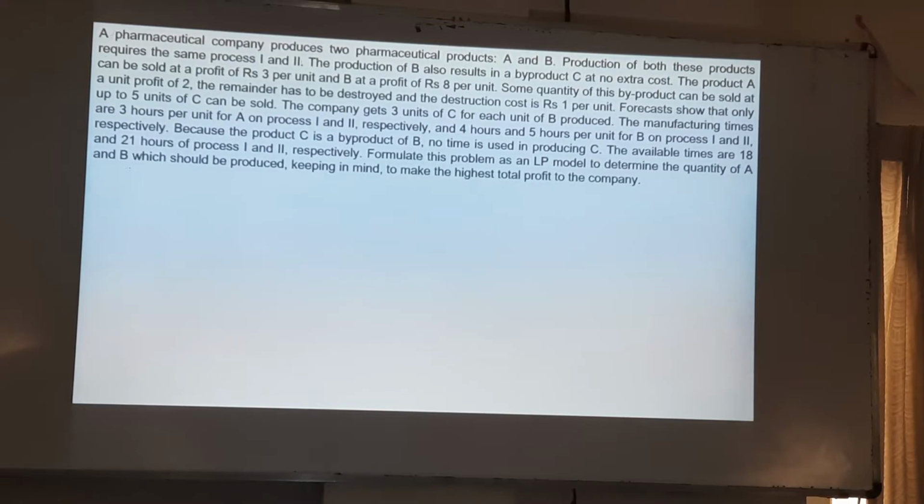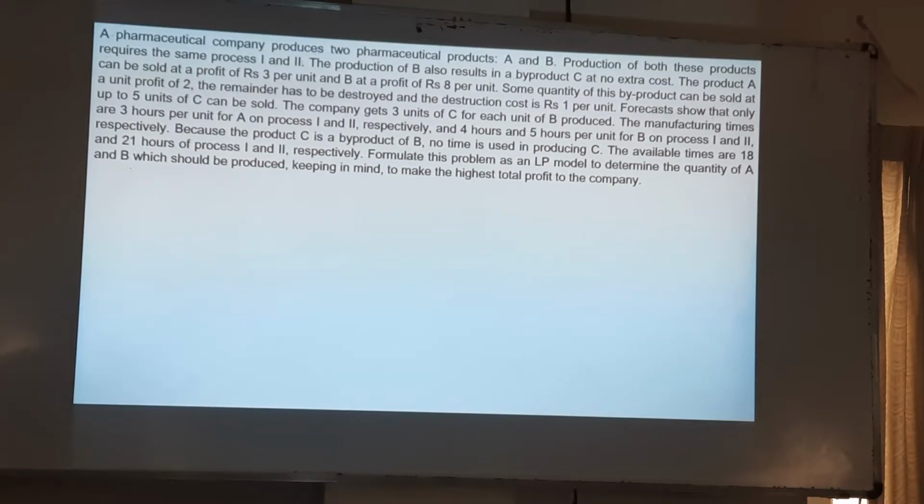The manufacturing times are 3 hours per unit of A on process 1 and 2 respectively, and 4 hours and 5 hours per unit for B on process 1 and 2 respectively. Because the product C is a byproduct of B, no time is used in producing C. The available times are 18 and 21 hours for process 1 and 2 respectively. Formulate this problem as an LP model to determine the quantity of A and B which should be produced, keeping in mind to make the highest total profit for the company.